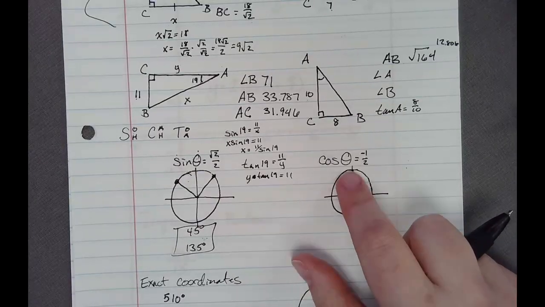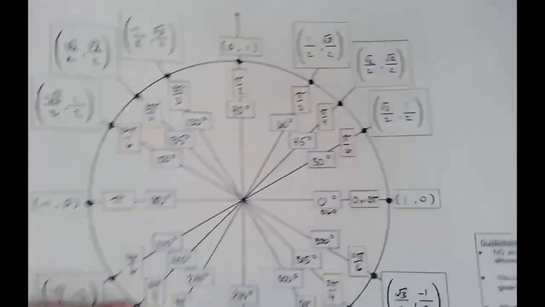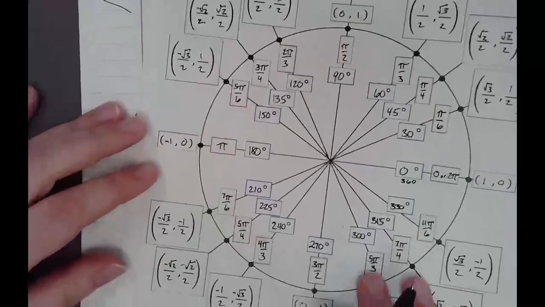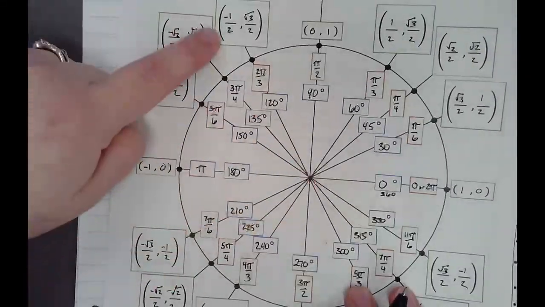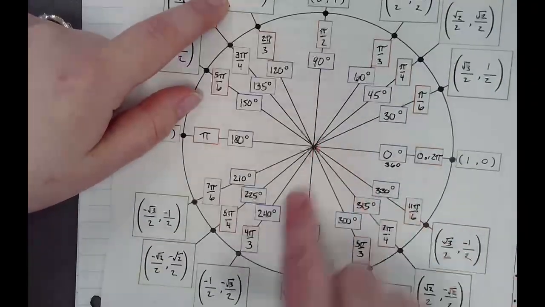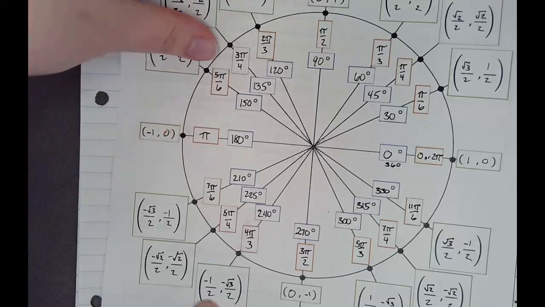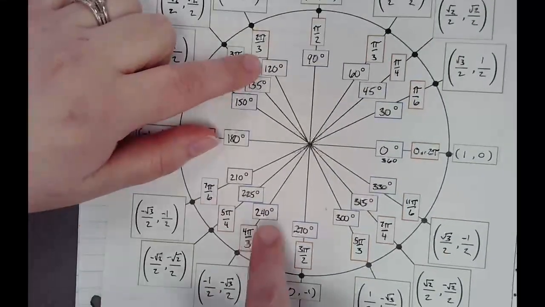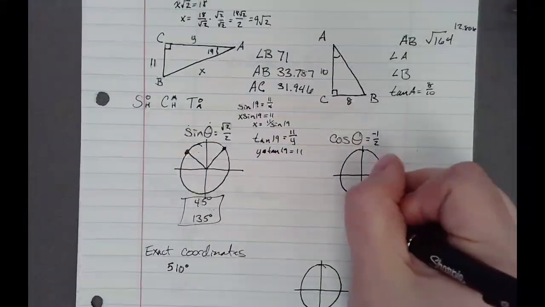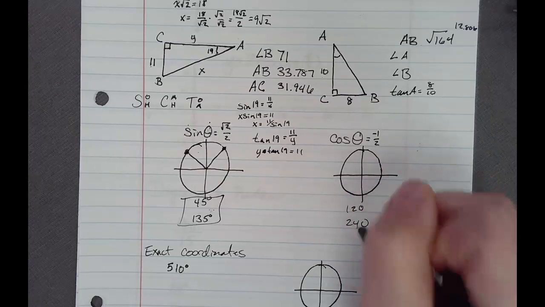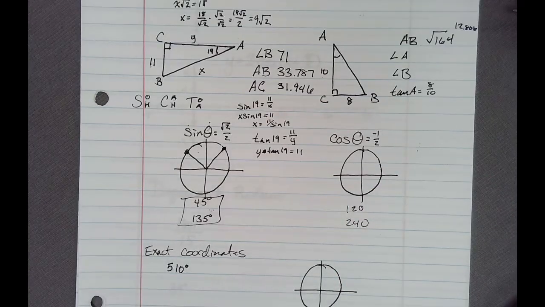So cosine, we said, is the x value. So I'm asking, where is the x value negative 1/2? Looking at my unit circle, I see that happening here, x value of negative 1/2, and here, x value of negative 1/2. So I would be writing 120 and 240 on the line. Again, you could get just a singular answer, but likely you're going to have multiple answers for those.